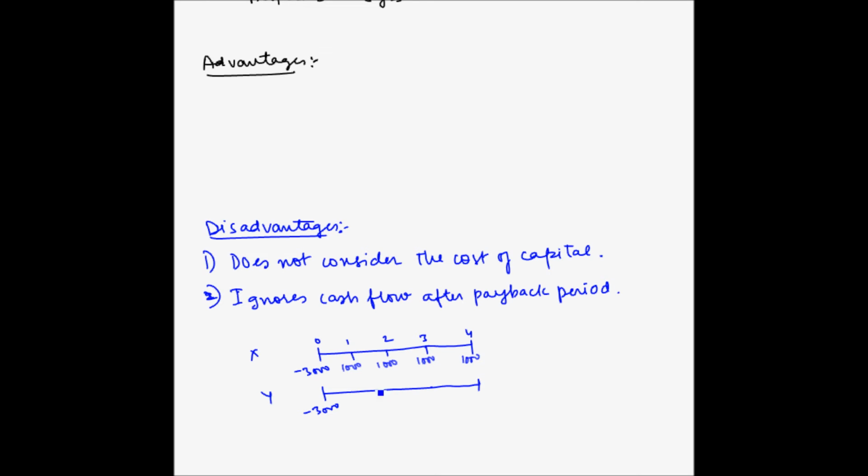Now project Y will not produce any cash flow for the first 4 years, but then generate a cash inflow of 10 lakh rupees in the 5th year. So 0, 0, 0, 0, and in the fifth year, the cash inflow is 10 lakh rupees.